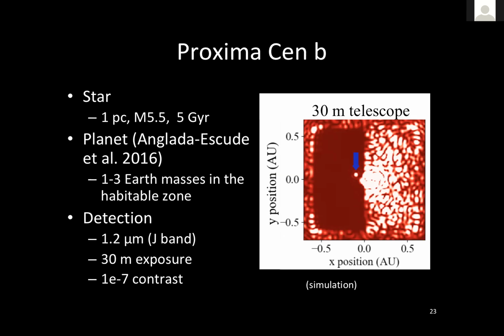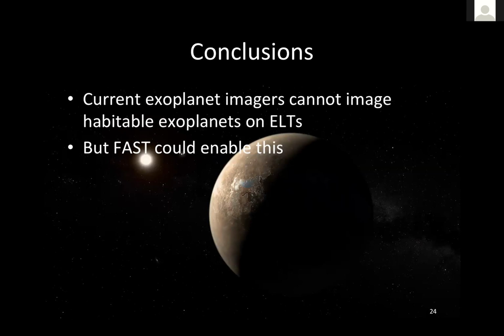All right, probably over time already, so I'll just leave it at there. In summary, we cannot, with current technology, detect habitable exoplanets on ELTs, but there's future improvements being pioneered, one of which we're doing here at HAA that could in principle enable this.